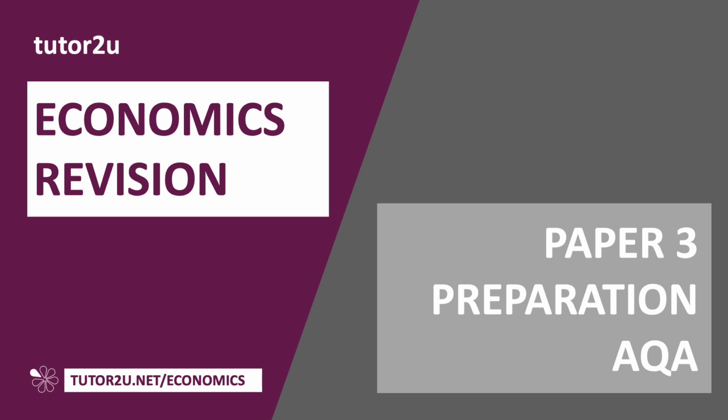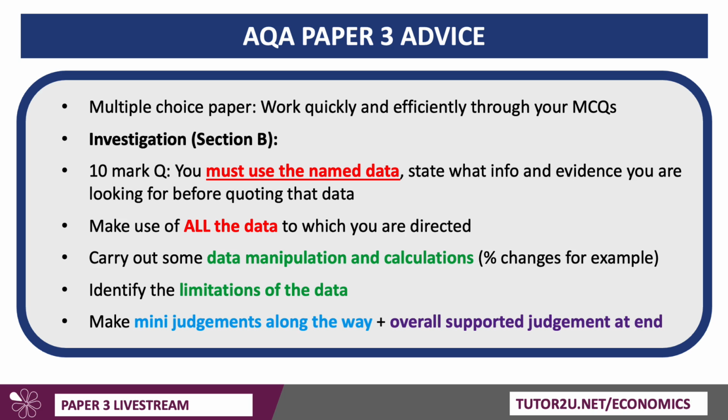Here's a short video with some advice for students taking AQA Economics Paper 3. In a multiple choice paper, work quickly and efficiently through your multiple choice questions. Don't waste too much time. Questions are sequential, of course, and they'll cover lots of topics, but try and get through them quickly and efficiently. Get the right answers, obviously. You'll need that time in section B.